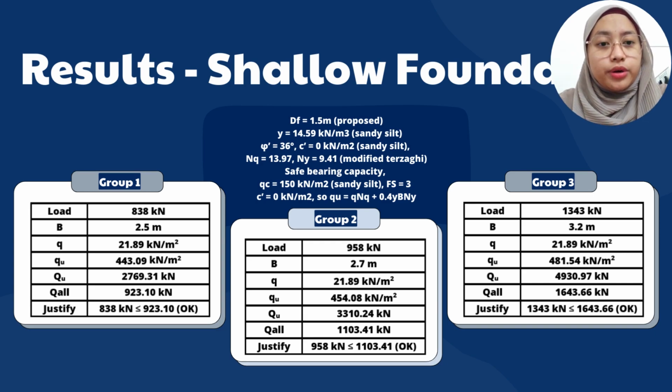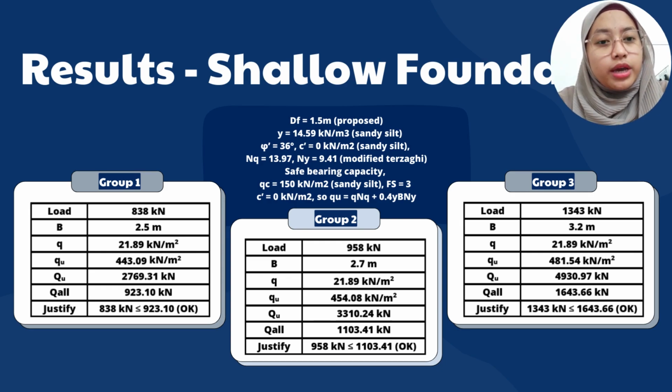Okay, this slide shows the result for shallow foundation. There are requirements that we use to design the shallow foundation. For the depth, we propose 1.5 meters, and the gamma result is 14.59 kN per meter cubed. Since the angle is 36 degrees, we got Nq 13.97 and Nγ 9.41. The safe bearing capacity is 150 kN per meter squared because it's sandy soil. And the cohesion is 0, again because of the sandy soil.